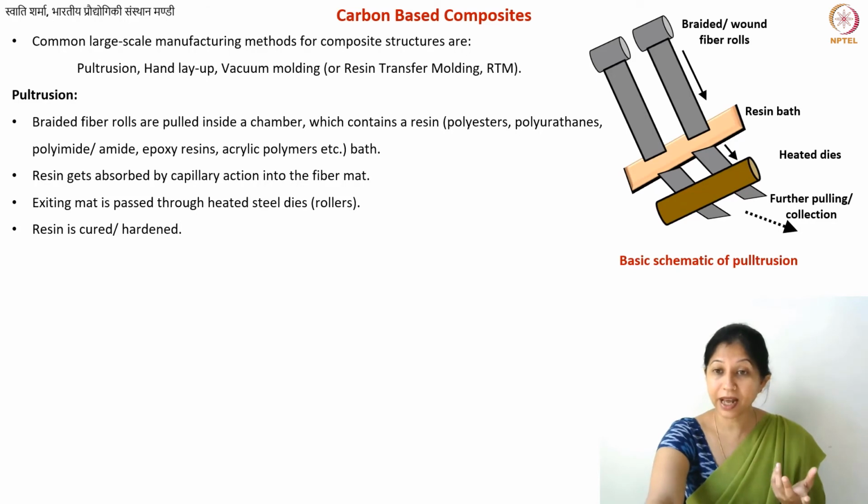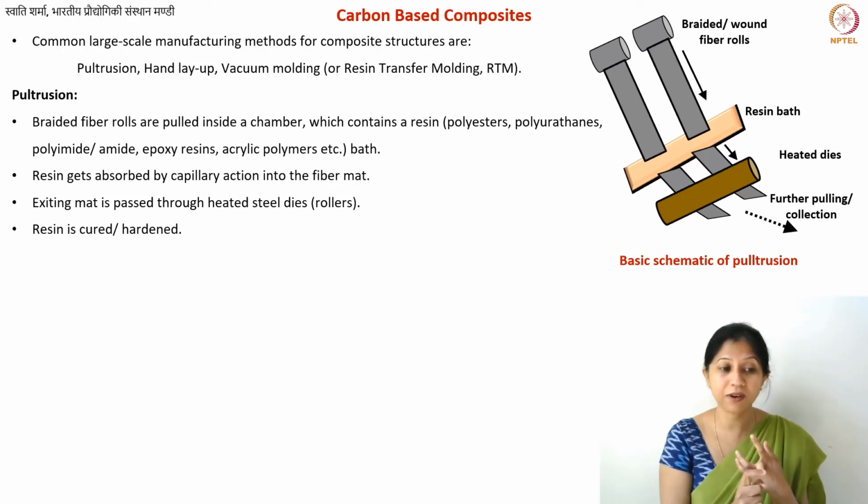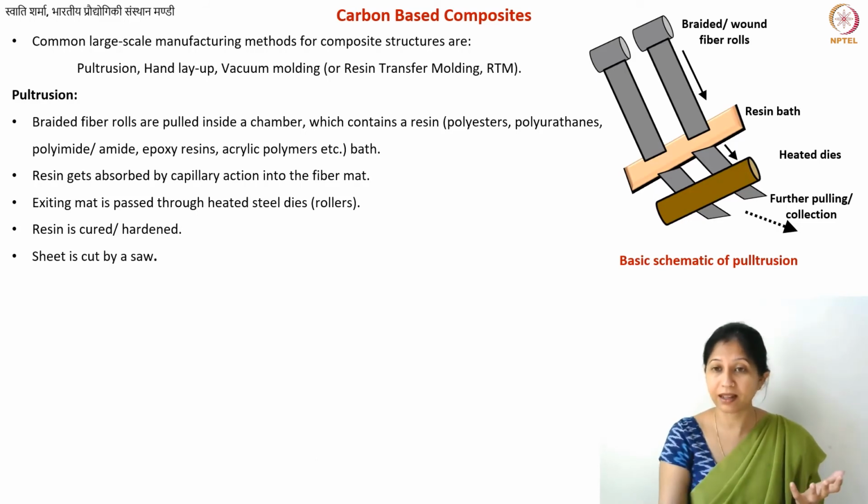Okay, after that, because of the heat from the die, your resin, if it can be thermally cross-linked, will be cured and it will be hardened. If needed, you can also perform a little bit of drying afterwards. That's all. Then you can give it any shape by cutting it using a saw. This kind of fabrication technique will be very useful if you just want to make large sheets of your resin and don't want to give it very complex shapes. In that case, pultrusion is useful.